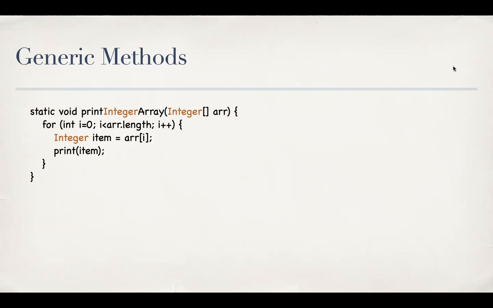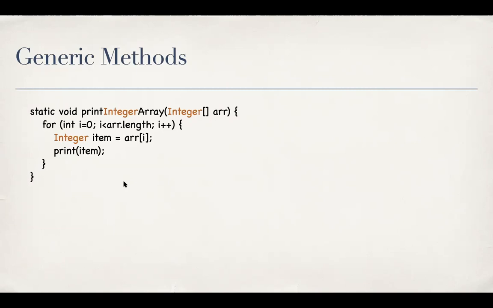You could write a method like this, call it, say, print integer array, pass it an integer array, and then run a loop for int i equals 0 to i less than that array's length, i plus plus, and inside the loop, you extract the ith element of the array, integer item, and then print that item.